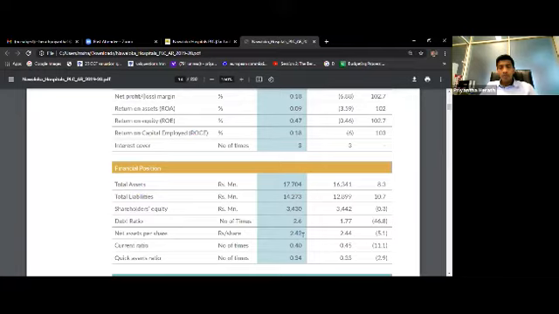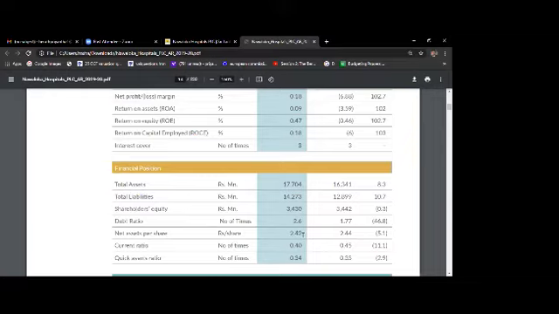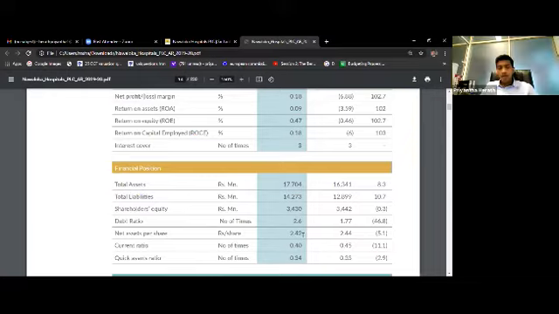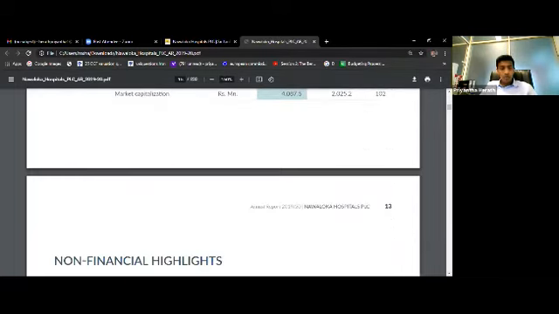And in layman's language, what is this? 2.42. Let's say if you buy a share of Navaloka Hospital, the asset value that you get is 2.42 per share. Asset value as per accounts, 2.42. We call this book value. And some of the ratios are given, and I'm not going to go through all.